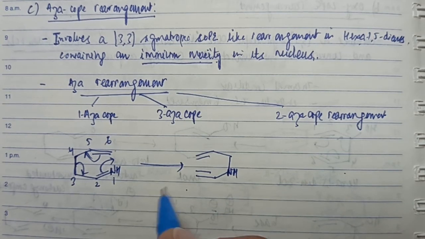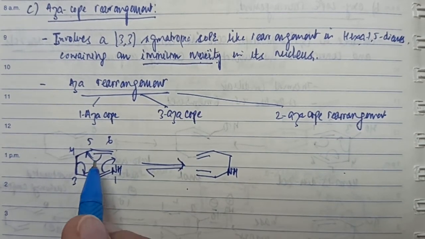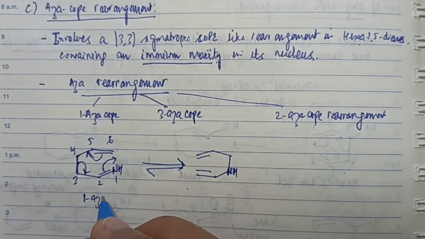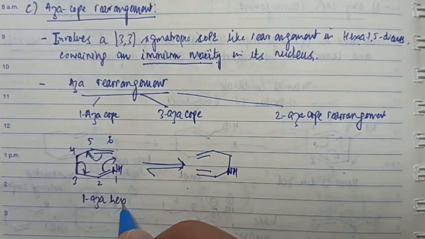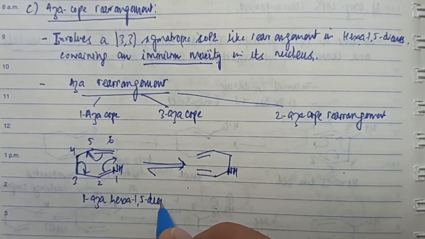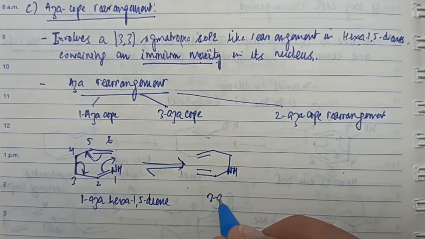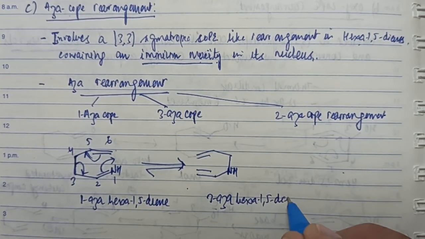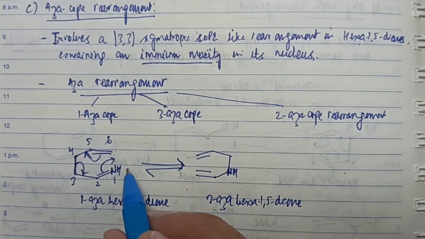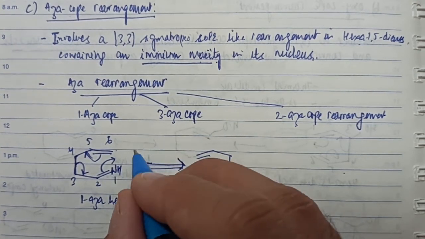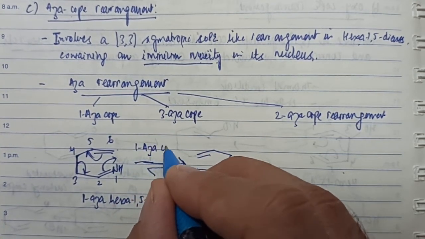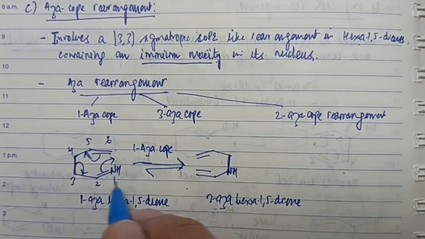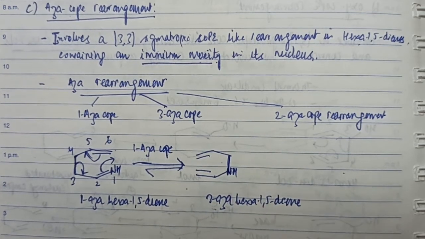Now you can see that these reactions are reversible. Here we are using a 1-aza-hexa-1,5-diene as the starting compound, and this one is a 3-aza-hexa-1,5-diene as the product. Going from the forward reaction to the product, this is a 1-aza-cope rearrangement, and going from the product to the reactant, in the opposite direction, the nitrogen atom is at the third position.